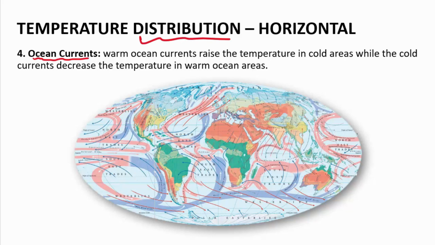So these two are actually interlinked with each other. That means that temperature distribution in the horizontal direction is regulated by ocean currents, and ocean currents are also one of the reasons that affect the temperature distribution in the horizontal direction. I hope this is clear to you.